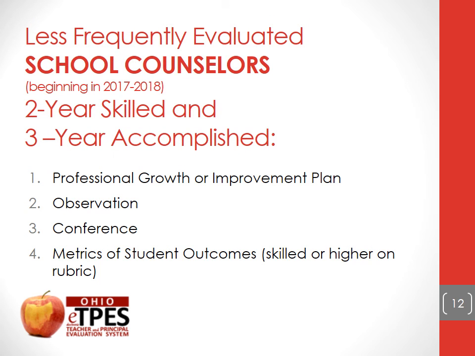Beginning in the 2017-2018 school year, if a district or community school determines that it will evaluate accomplished school counselors every 3 years and skilled school counselors every 2 years, the school counselor will complete a professional growth or improvement plan, be observed at least once, will have at least one conference with the evaluator, and will complete metrics of student outcomes. This applies only to the 3-year accomplished and the 2-year skilled intervals. And again, this begins the 2017-2018 school year.